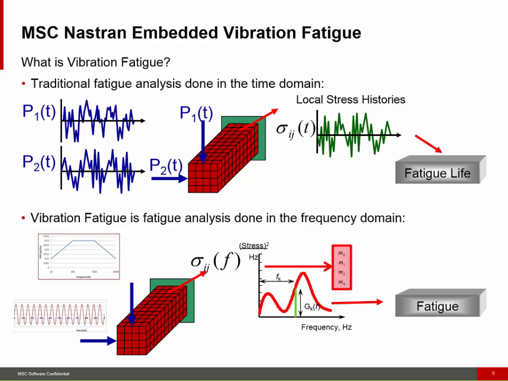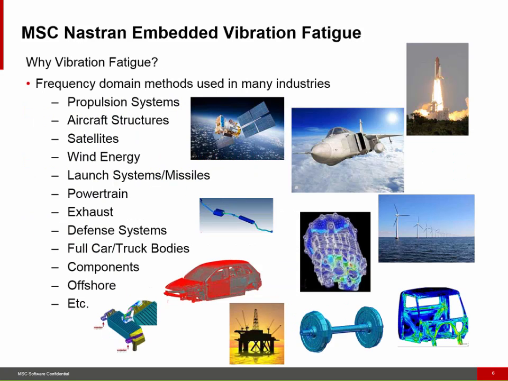And why would you want to do that? Frequency domain methods are perhaps more widely used than time domain, at least in many industries. For example, for aircraft structures, for satellites, wind energy, and particularly powertrain exhaust systems where you have by nature a harmonic loading onto your structure, since you have a rotating system. It tends to be harmonic. It can also be components attached to vibrating structures, rotating structures, and offshore, for example.